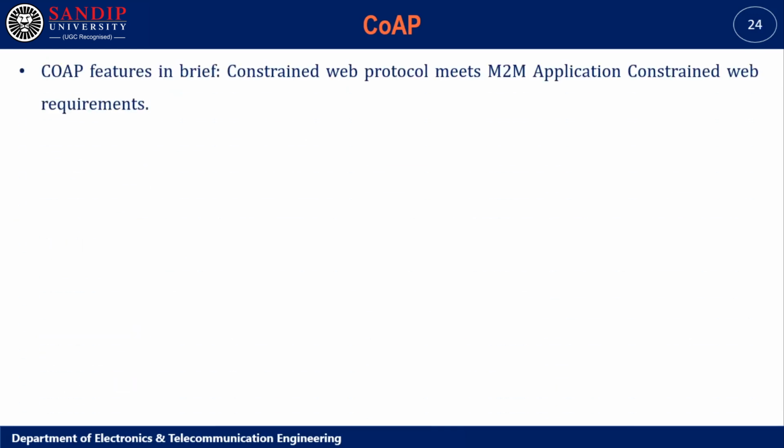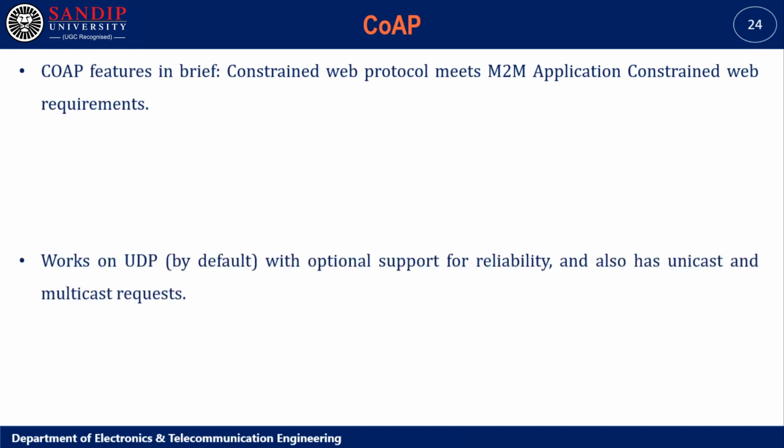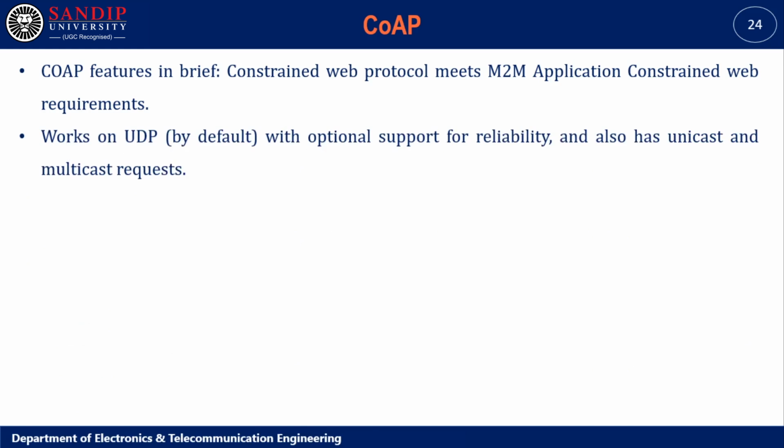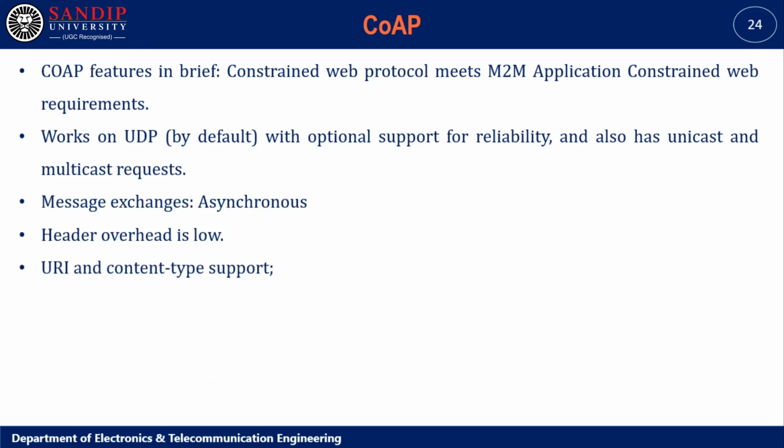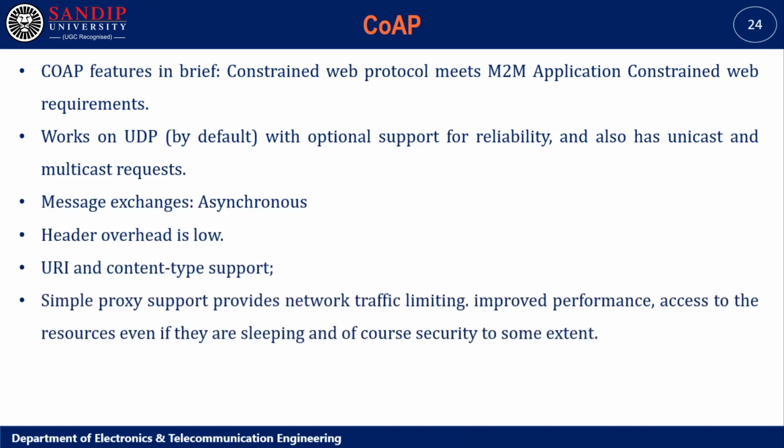CoAP features in brief. Constrained Web Protocol meets M2M application constrained web requirement. Works on UDP by default, with optional support for reliability, and also has unicast and multicast request. Message exchange is asynchronous. Header overhead is low. URI and content type support.